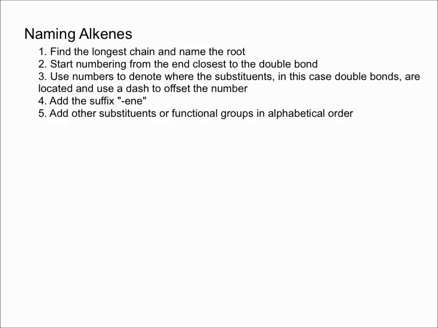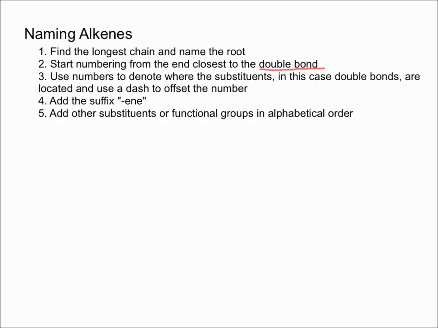And so the first step is to find the longest chain and name the root. And so this step is pretty similar to naming alkanes. And the next thing we're going to do is number the chain from the end that's closest to the double bond. So essentially we're going to give the double bond priority and give it the lowest number possible.